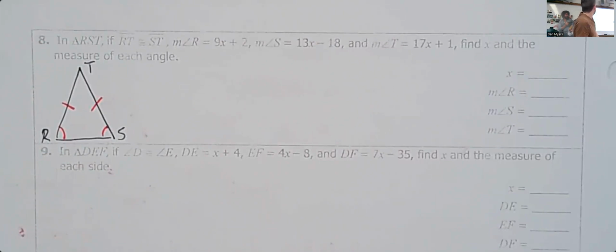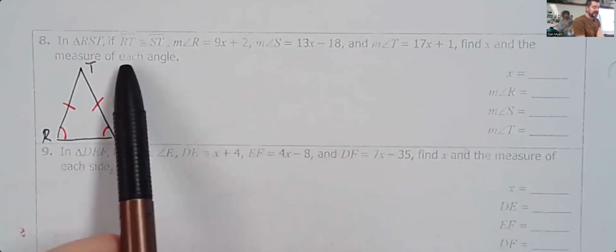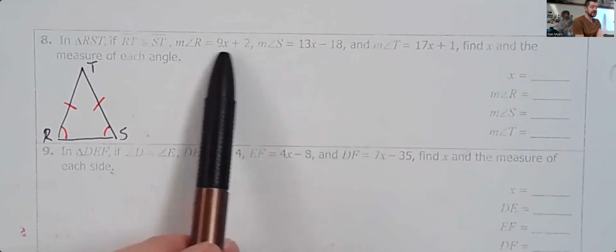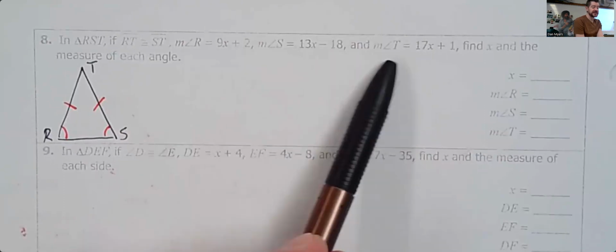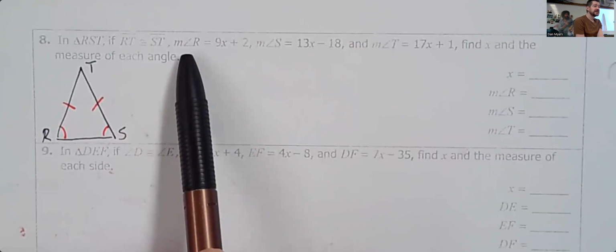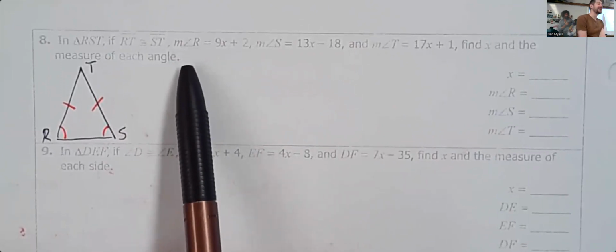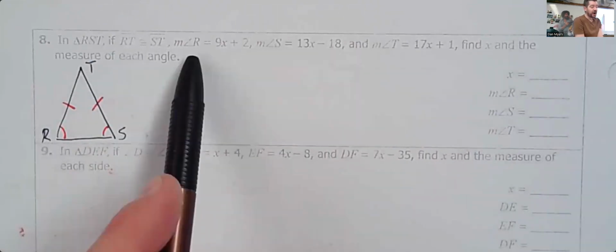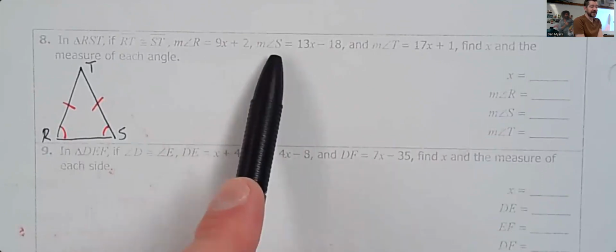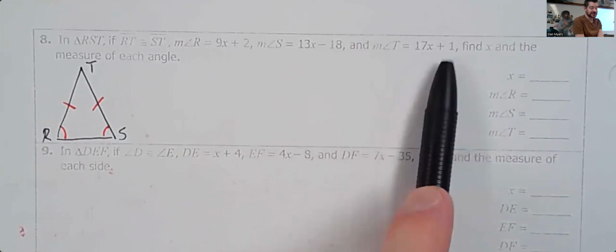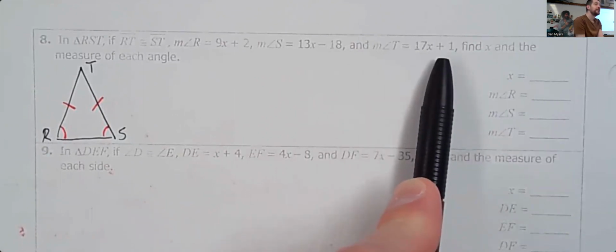Now, in terms of what we are being told after these two side lengths are congruent, is the rest of it dealing with side lengths or angle measurements? Read the rest of this problem. Are these sides or are these angles? What does this say? Measure of what? Angle. Okay, so we're talking about angles. The measure of angle R is 9x plus 2. The measure of angle S is 13x minus 8. The measure of angle T is 17x plus 1.